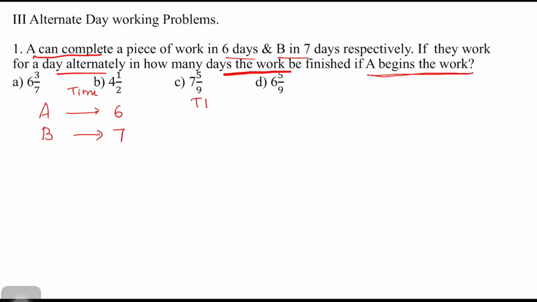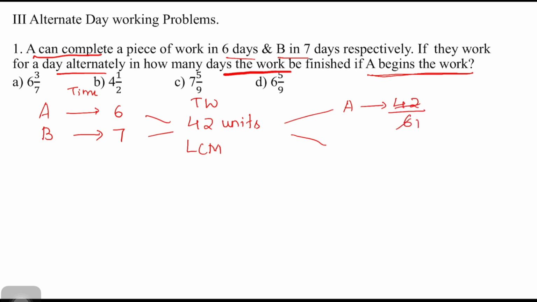So what is the total work? The LCM of these both, 6 and 7, is 42 units. So 42 units is the total work. What is the efficiency of A? A can complete 42 units in 6 days. So in one day, how much will A complete? 7 units per day. Then B will complete 42 units in 7 days, so B will complete 6 units per day.